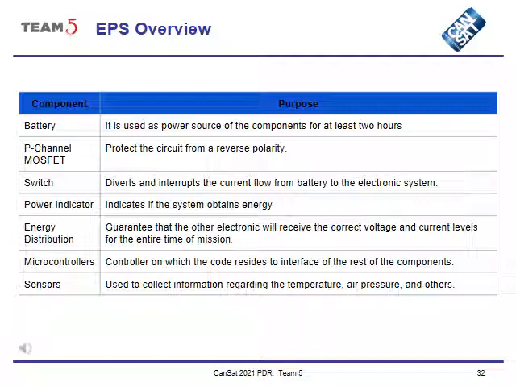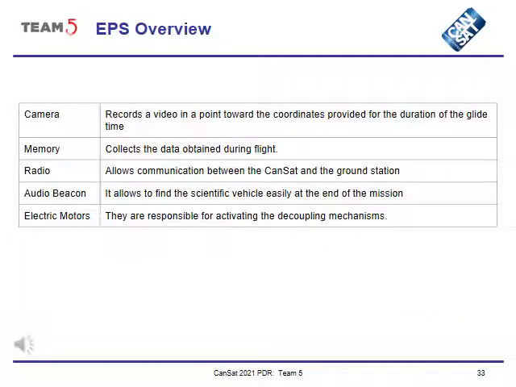Microcontrollers, controller on which the code resides to interface of the rest of the components. And sensors used to collect information regarding the temperature, air pressure, and others. Camera records a video in a point to where the coordinates provided for the duration of the glide time. Memory collects the data obtained during the flight. Radio allows communication between the Cansat and the ground station. Audio beacon, it allows to find the scientific vehicle easily at the end of the mission. Electric motors, they are responsible for activating the decoupling mechanisms.